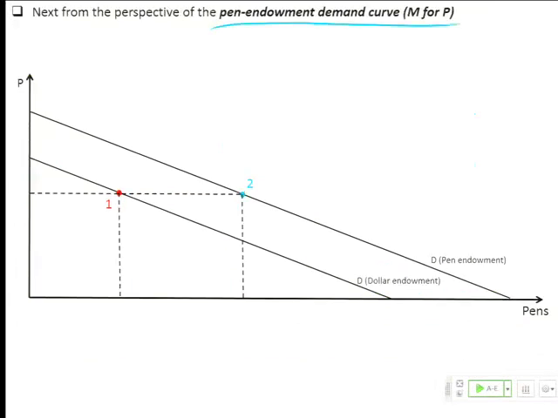From the perspective of the pen endowment curve, I'm essentially just showing you the same thing I showed you with the intersecting indifference curves. We did this whole preference reversal thing between two bundles using the intersecting indifference curves. It's just a different way of doing the same analysis.